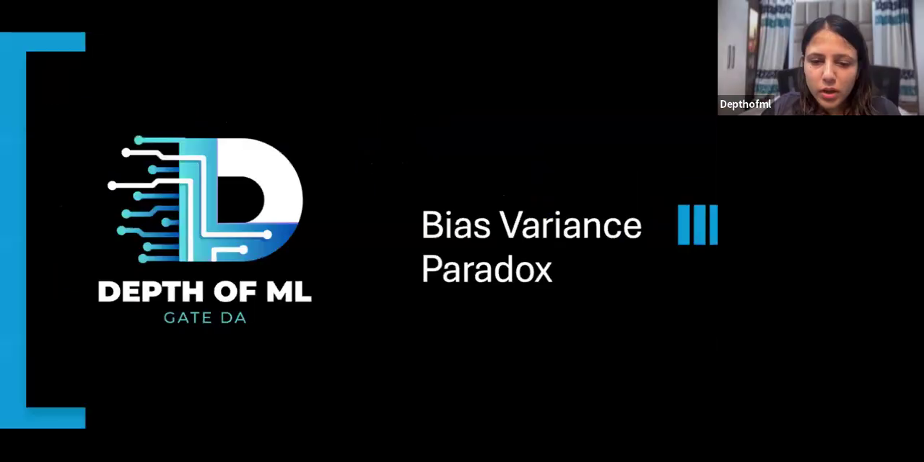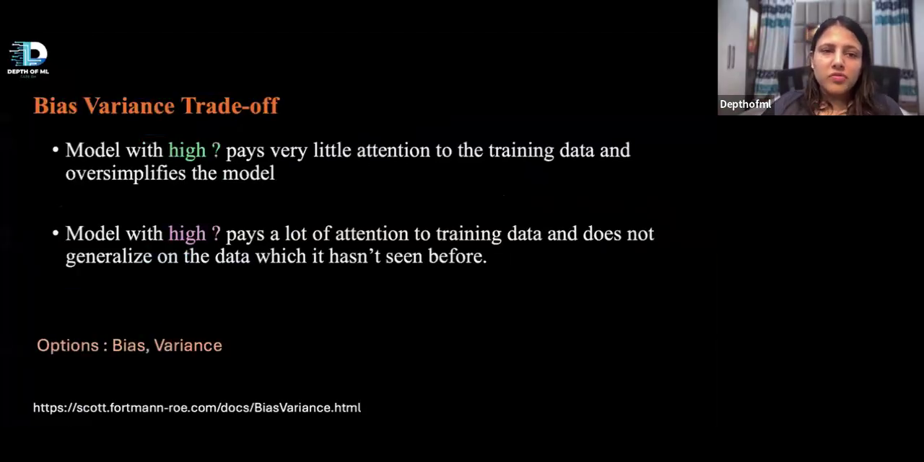Okay. So now let me talk about the bias variance paradox in the K-nearest neighbors classifier. First of all, answer me this. This is a little bit of revision from your bias variance trade-off class. A model with high dash pays very little attention to the training data and oversimplifies the model. And a model with high dash pays a lot of attention to the training data and does not generalize on data which it has not seen before. The options you have to fill in are bias and variance. So tell me what is bias and variance? Let me call this option 1.